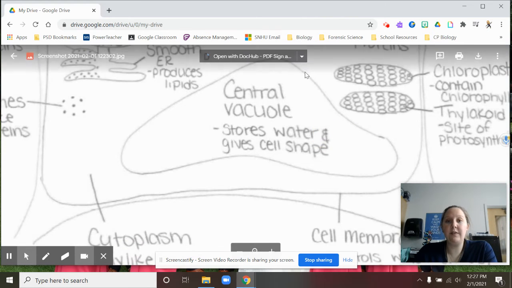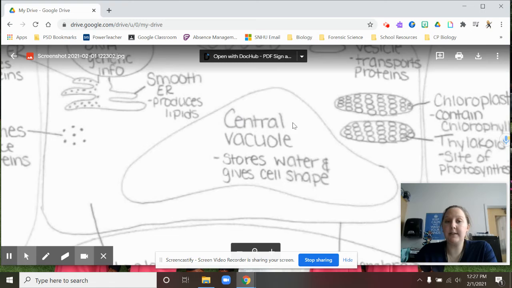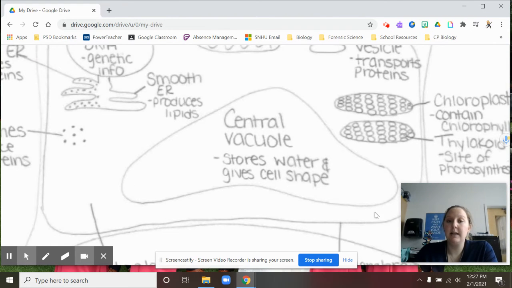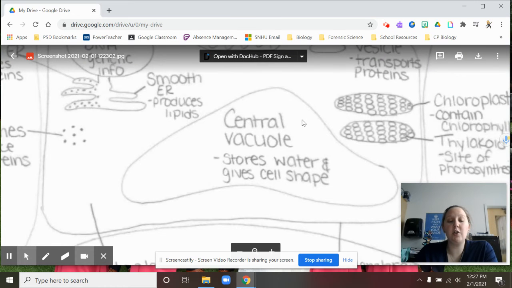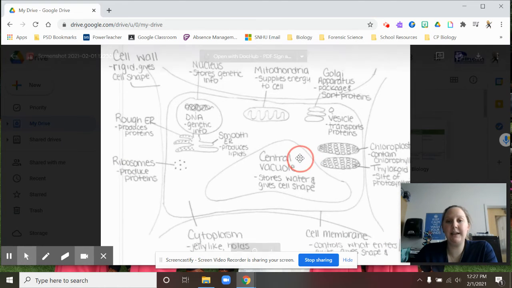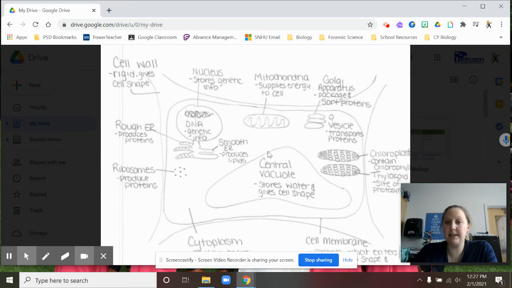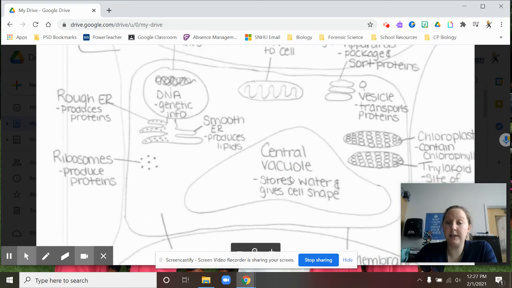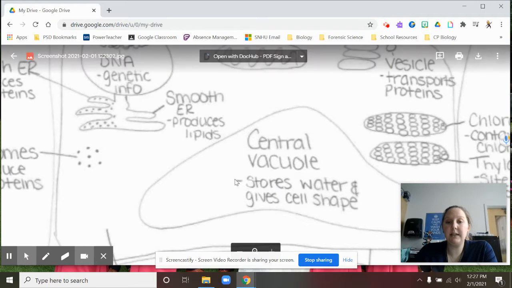We have the central vacuole. In animal cells, they had smaller vacuoles, but in plant cells, the central vacuole is a very large organelle that takes up any extra space. So you can see it's quite large. Its job is to store water and nutrients for the cell, and it gives the cell shape from the inside.